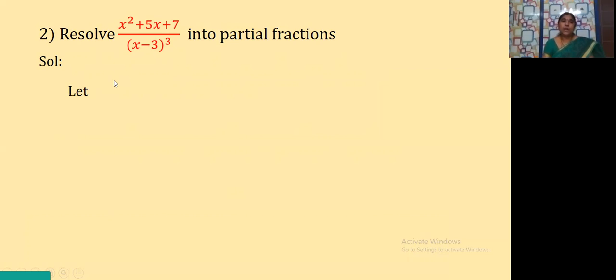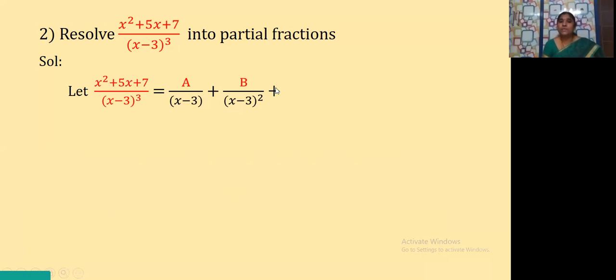What are those? Let (x square plus 5x plus 7) by (x minus 3) whole cube is equal to, what is the first partial fraction? A by (x minus 3) plus b by (x minus 3) whole square. Every time you have to go on increasing the power. Okay. Plus c by (x minus 3) whole cube. So the last partial fraction should have the same power as it is given in the term. Okay, where a, b and c are constants which are to be determined.